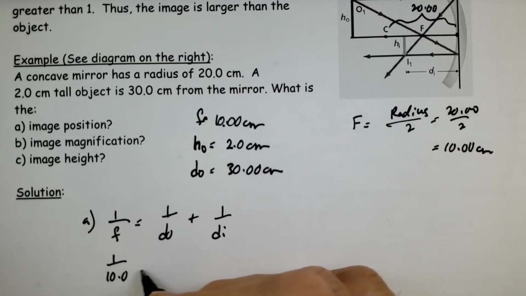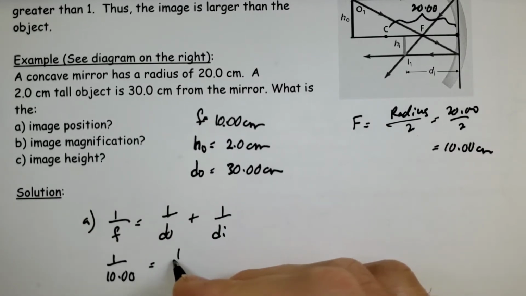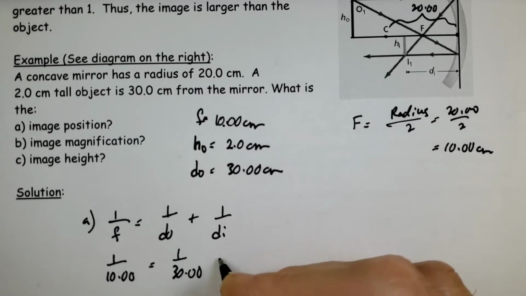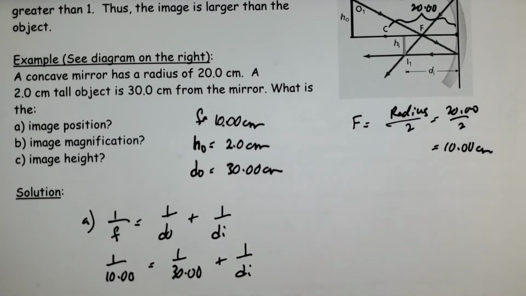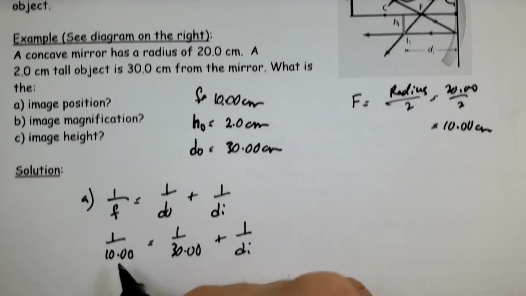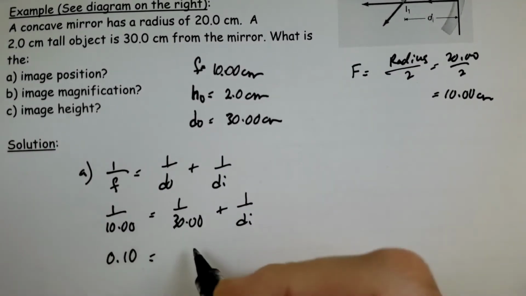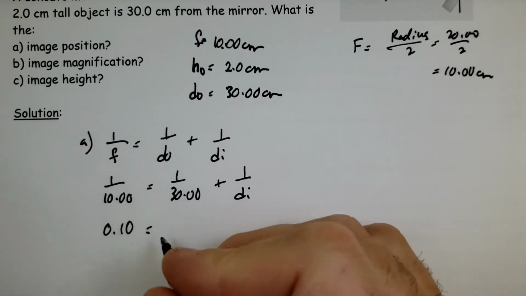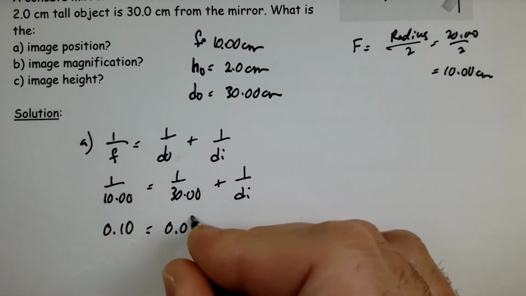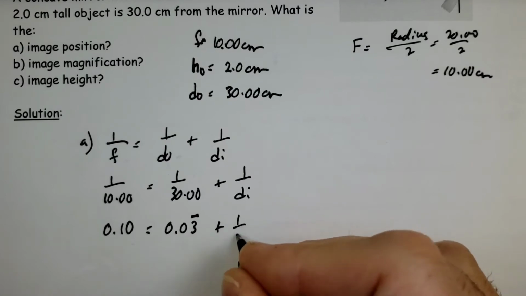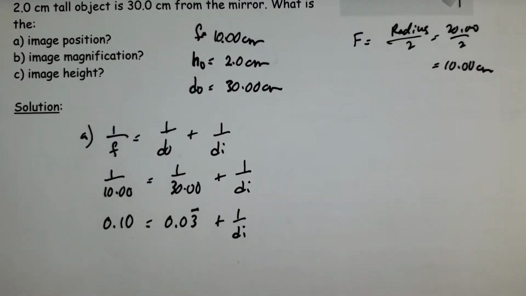So 1 over 10 equals 1 over dO plus 1 over dI. Okay. 1 divided by 10, 0.1. 1 divided by 30, type in your calculator, decimal 0.3 repeating. Okay.